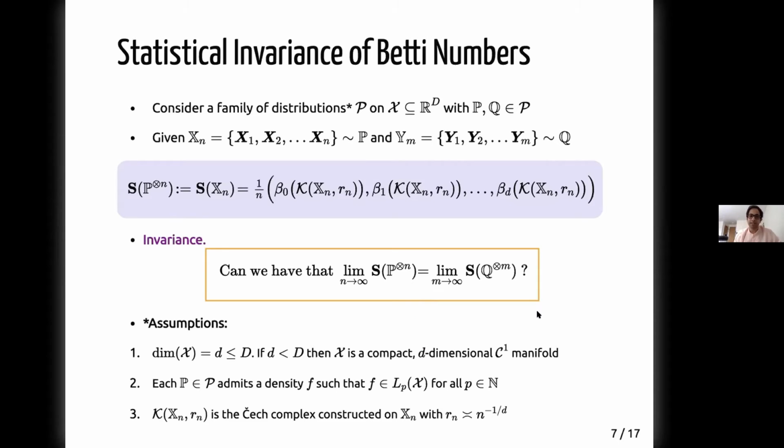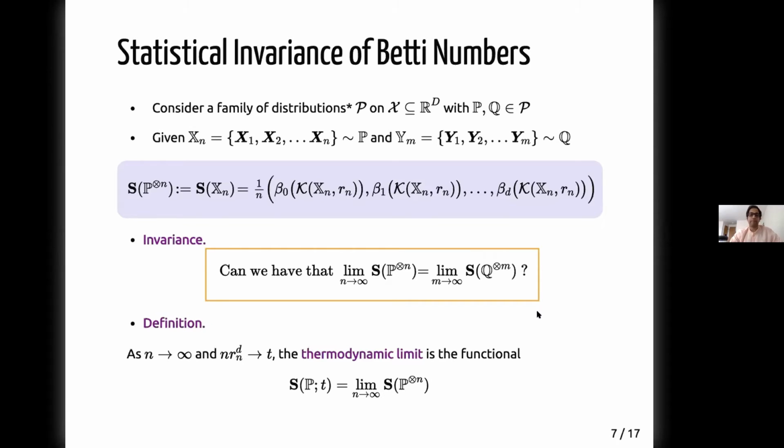So, there are some assumptions on the space on which the probability distributions are defined. If it's a lower dimensional manifold, it has to be compact, we need some differentiable structure, and the probability distributions and their densities have to be sufficiently regular. These are the standard assumptions in the probabilistic study of these topological summaries. And we'll focus on the Čech complex, but it very naturally carries forward to the Rips complex as well, because we're looking at the behavior in this law of large numbers setting.